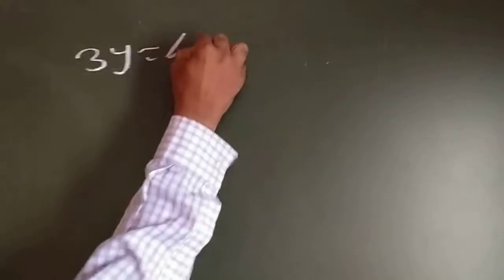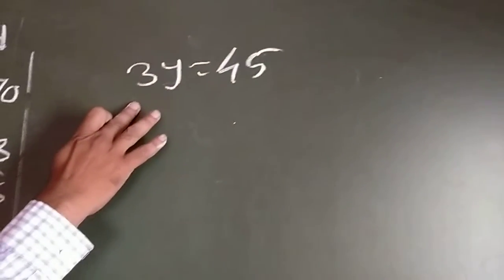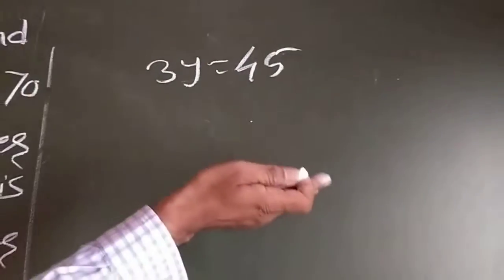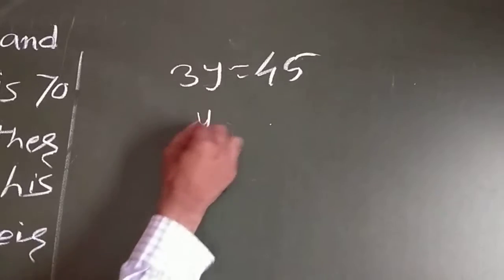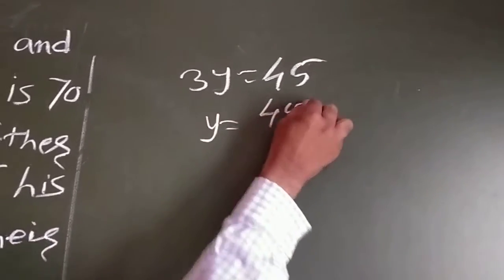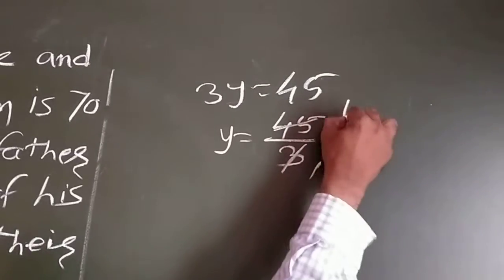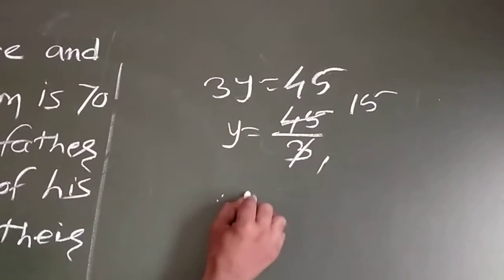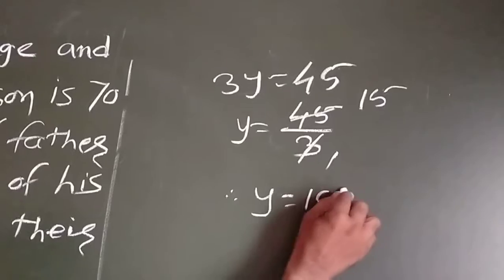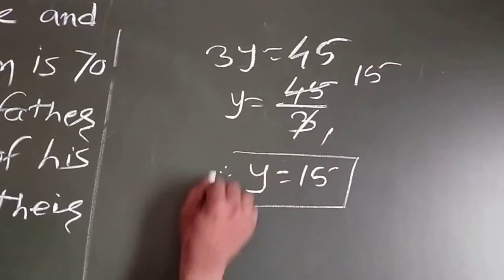Therefore, 3y is equal to 45. The 3 here is a multiplication, so it is transferred to the right-hand side and becomes a division. That means 45 upon 3. 3 ones are 3, 3 fifteens are 45. Therefore, y is equal to 15. We get the value of y is equal to 15.